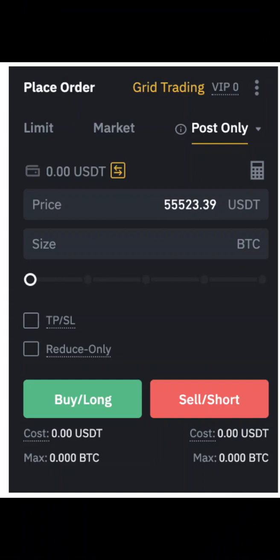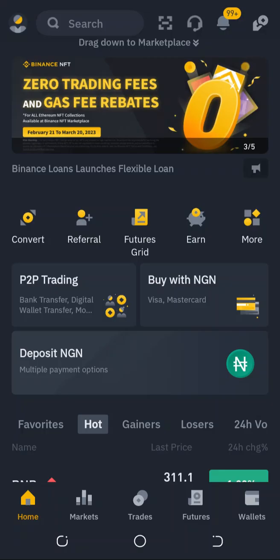What is limit take profit and stop loss order? You can set a take profit or stop loss price before opening a position. It will follow the last price or mark price to trigger your take profit and stop loss orders.